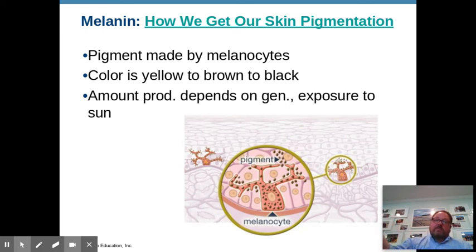So melanin helps block UV radiation to try and protect deeper layers of the skin. Remember, this is all in the epidermis, right? So you want to block radiation from getting beneath the epidermis, and melanin helps do that.